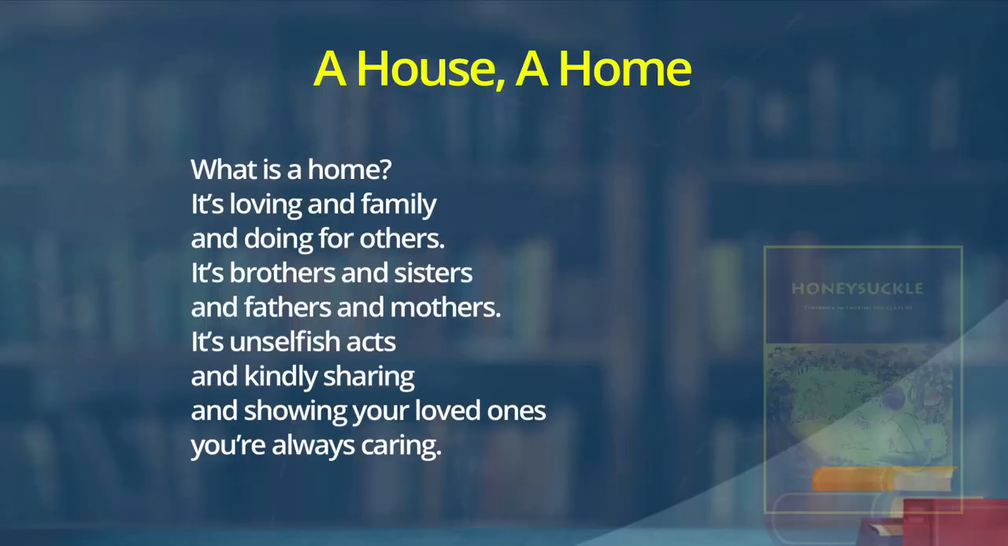But let's also understand what your home is. Kirithi, listen and list them. The qualities or people, objects of home, as you have done for house. What's a home? It's loving and family and doing for others. It's brothers and sisters and fathers and mothers. It's unselfish acts and kindly sharing and showing your loved ones you are always caring.